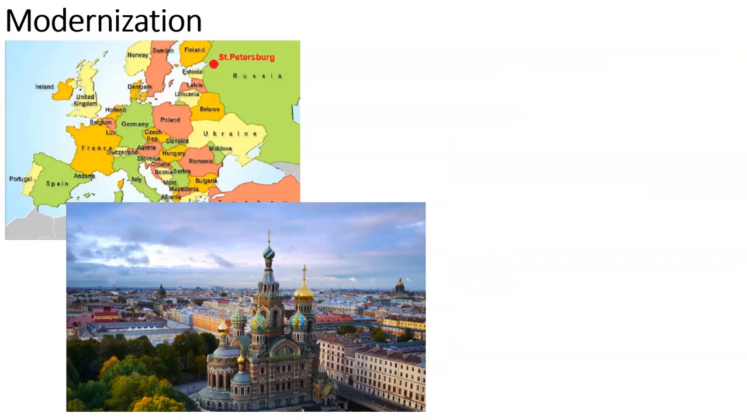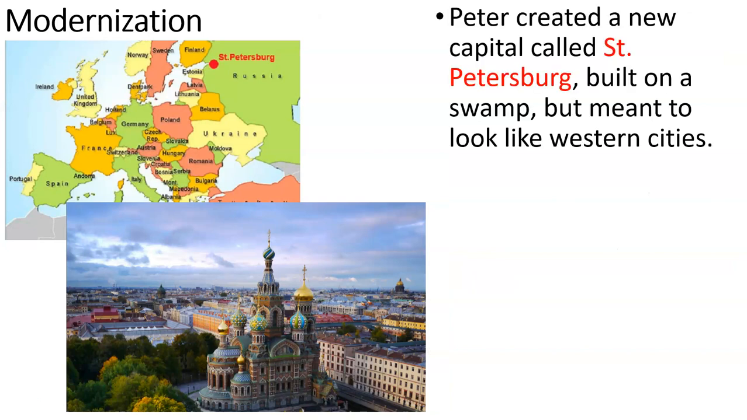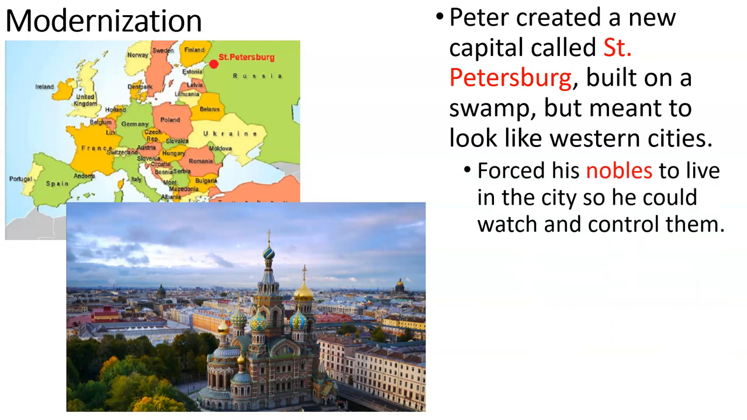So what does modernization look like? Well, specifics. He's going to build the St. Petersburg capital. We call it the Window to the West. He models it on cities in Holland and Sweden, the Netherlands, okay? The Netherlands built their cities on a swamp, so he takes some of those ideas to be able to make St. Petersburg, which was also near a swamp. He forces his nobles to live there. That's something that we'll see later monarchs like Louis XIV of France do, okay? So that he can watch them. Because remember, he never trusts anybody, and he learns that from Sophia. Sophia teaches him.